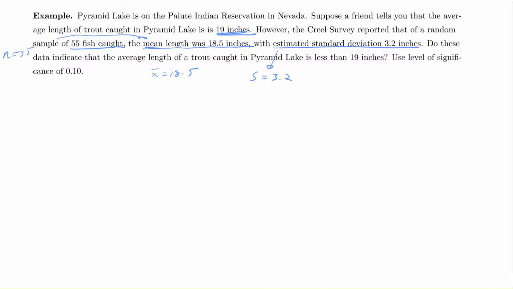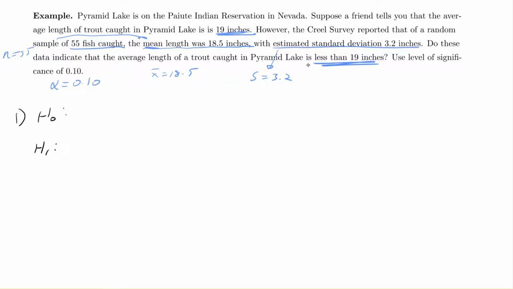Do these data indicate the average length of trout caught in Pyramid Lake is less than 19 inches? Use a level of significance alpha of 0.1. So here we're dealing with the mean, right? So let's write the hypothesis statements first.